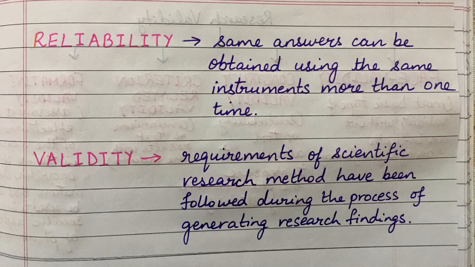So what is reliability? Even from the simple English term reliable, something which is trustworthy, which is believable, it refers to the extent to which the same answers can be obtained using the same instrument more than one time. Even if you use the same instrument again and again, a reliable instrument will ensure that the results are always the same. That's what reliability means here: every time we do the research and use this instrument, it will always give the same result.